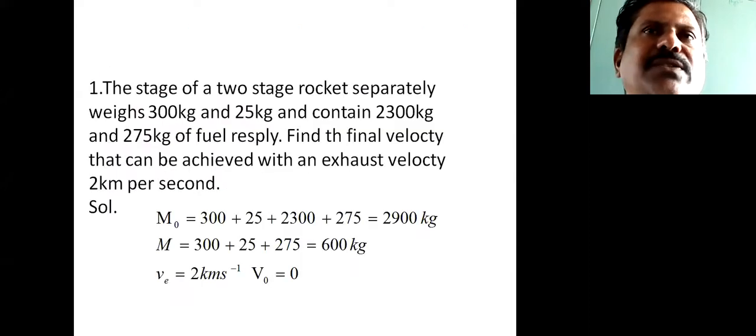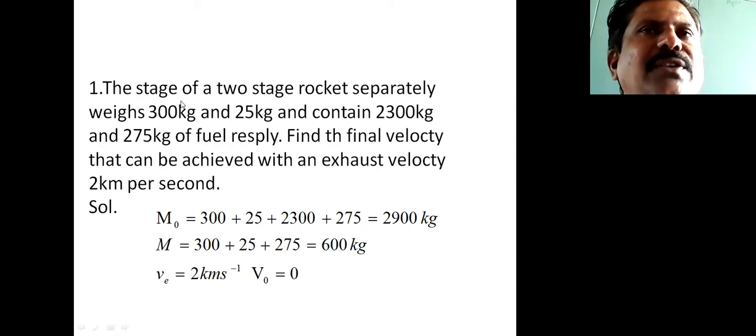So let's solve some problems on this chapter. The stages of a two-stage rocket separately weigh 300 kg and 25 kg, and contain 2300 kg and 275 kg of fuel respectively. Find the final velocity that can be achieved with an exhaust velocity of 2 kilometers per second.